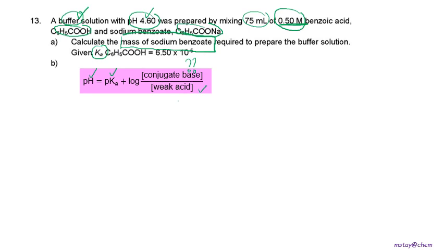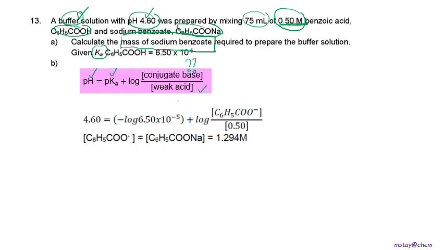By substituting the values from the question, we will be able to determine the concentration of the conjugate base, which will also equal the concentration of sodium benzoate. If you write the dissociation equation, the ratio is 1:1. So the concentration of sodium benzoate is 1.294 molar.